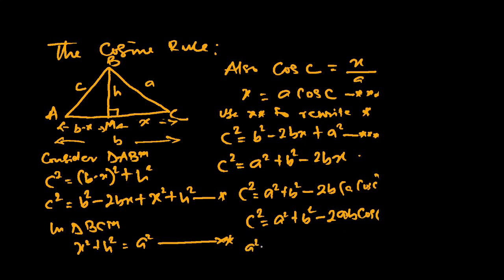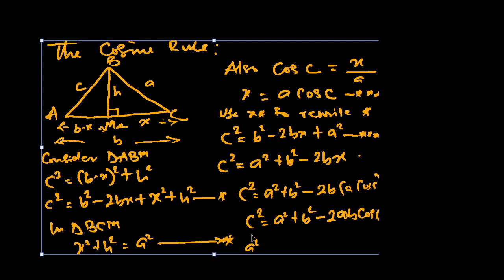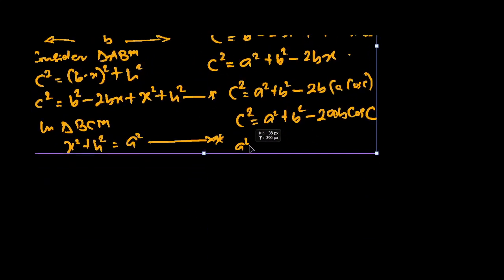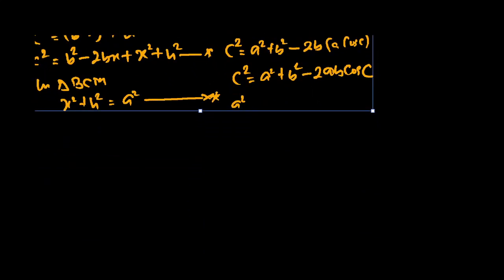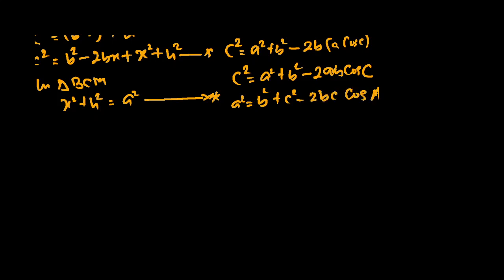Similarly, you have a square equal b square plus c square minus 2bc cos of a. And also, you have b square equal a square plus c square minus 2ac cos of b. So these are possible ways that you can express your cosine.